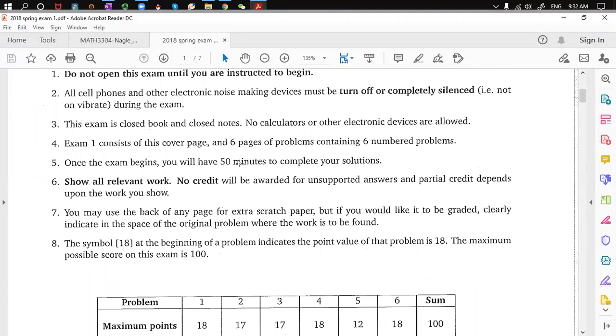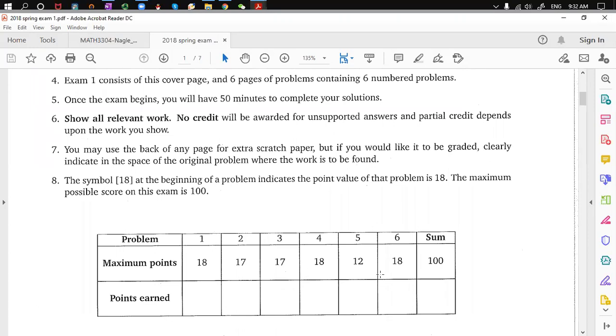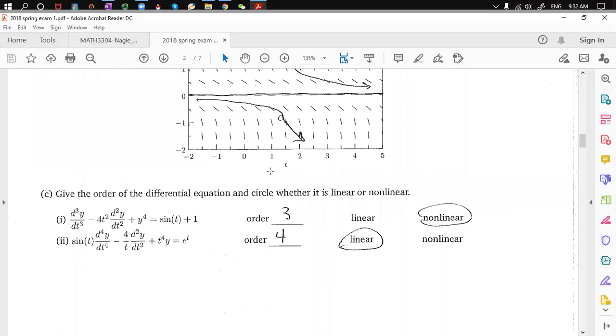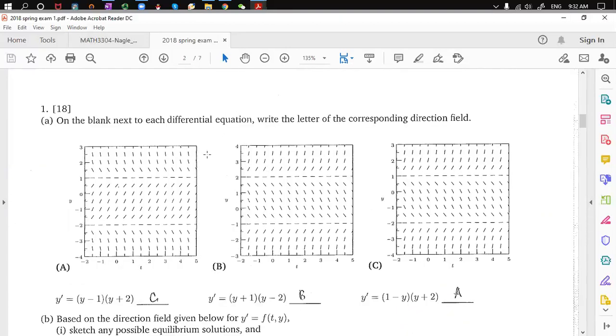For the final, the size of the exam is going to be doubled. So you're probably going to have 10 to 12 problems, and you have 120 minutes to complete all your questions. Now we would like to talk about these problems on a slope field.